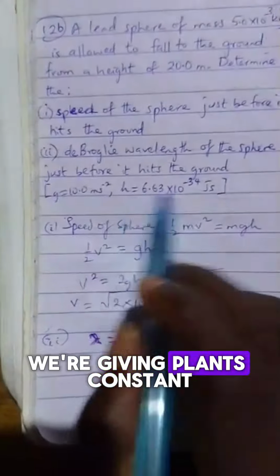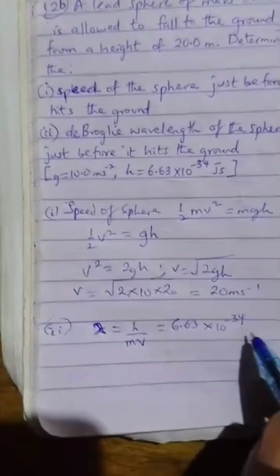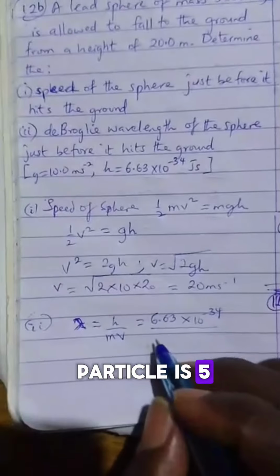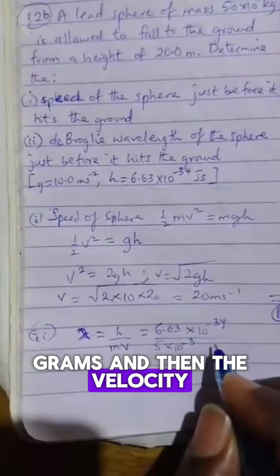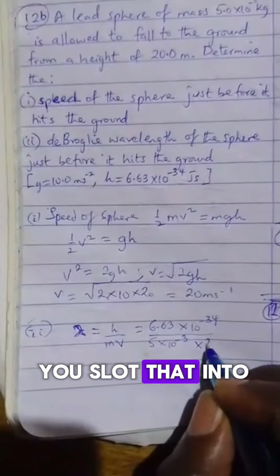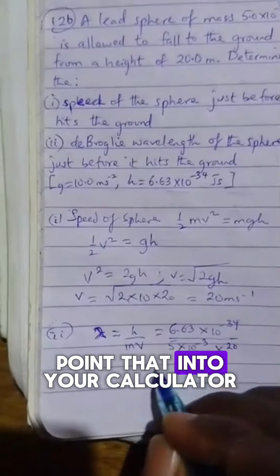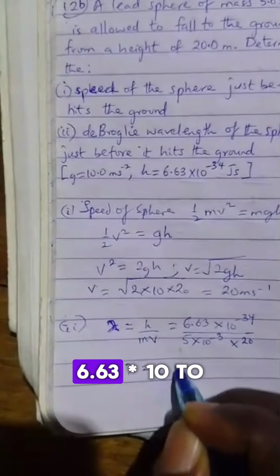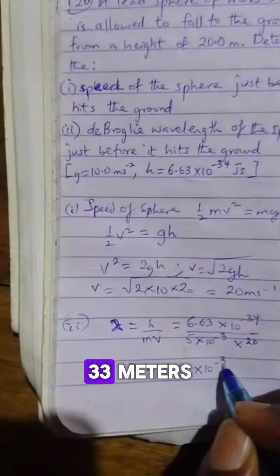Now, what's our Planck's constant? We're given Planck's constant as 6.63 times 10 to the power of minus 34 joules second, all over the mass of this particle. The mass of this particle is 5 times 10 to the power of minus 3 kilograms, that's basically like 5 grams. And then the velocity, we just calculated from the previous part as 20. So if you slot that into the expression for the de Broglie wavelength and punch it into your calculator, you're basically going to get the de Broglie wavelength as 6.63 times 10 to the power of minus 33 meters.